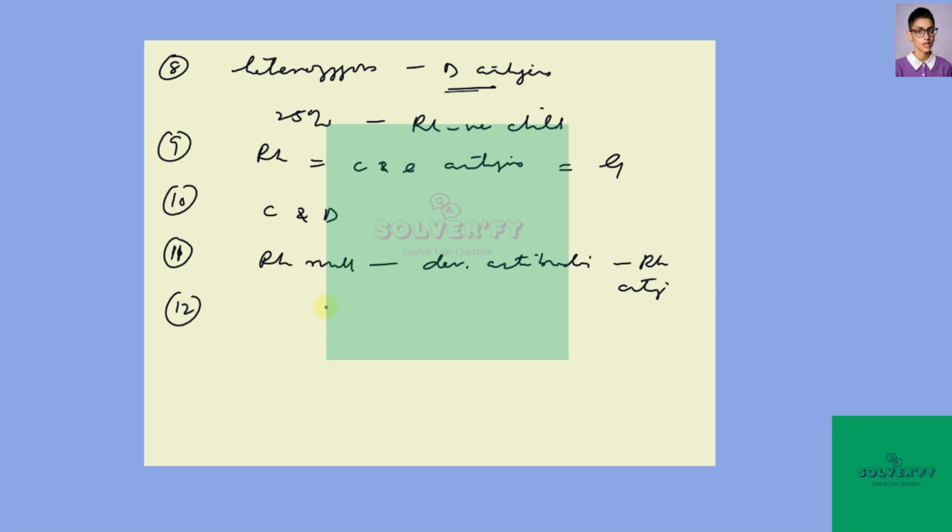Another question asked is, a donor initially tested D negative using commercial anti-D reagent. The weak D test was positive. The RBC unit should be labeled as D positive or weak D positive? So the RBC unit should be labeled as D positive, both D positive and weak D positive.